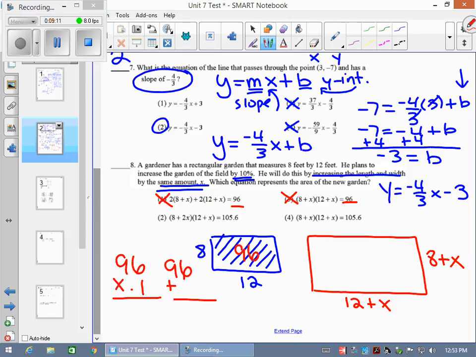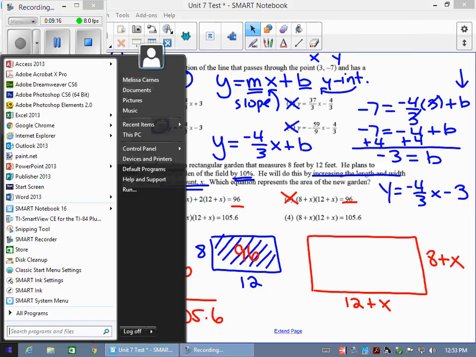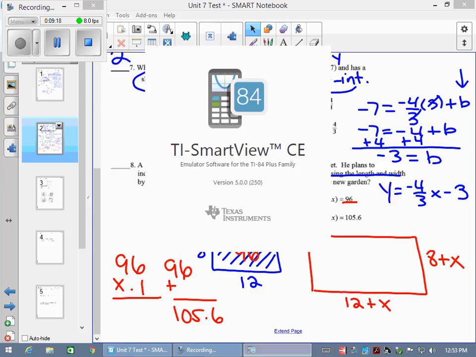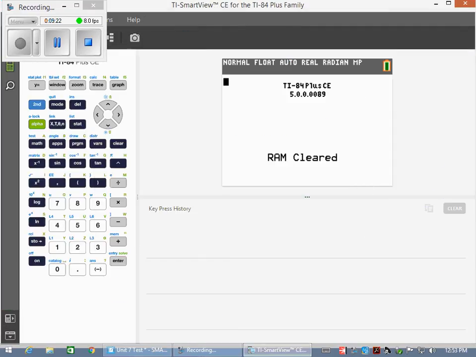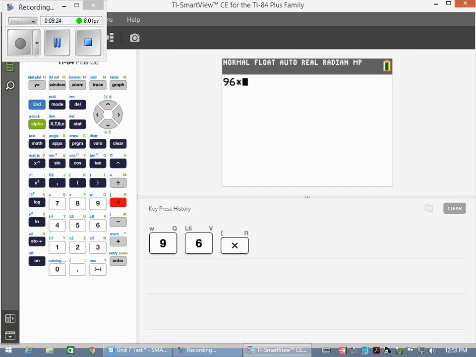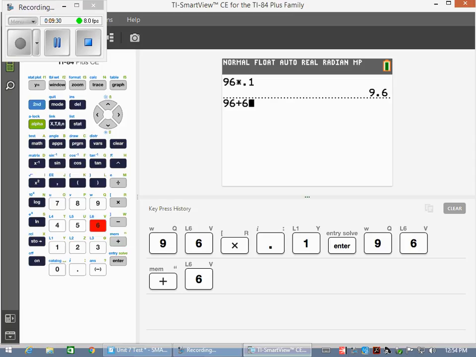I'll show you that in the calculator. The other way you could do that would be to multiply the number by 1 plus 0.1, and it does it in one step. So if you want to know what 10% of 96 is, you multiply it by 0.1. If you take 96 now and add that 9.6 number to it, you get the 105.6.